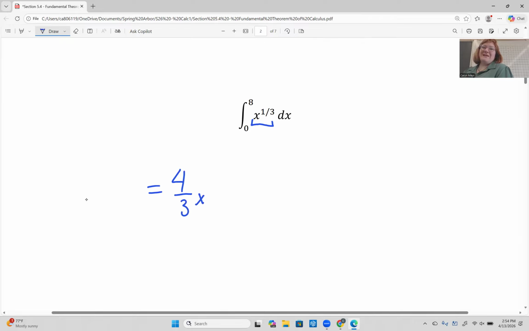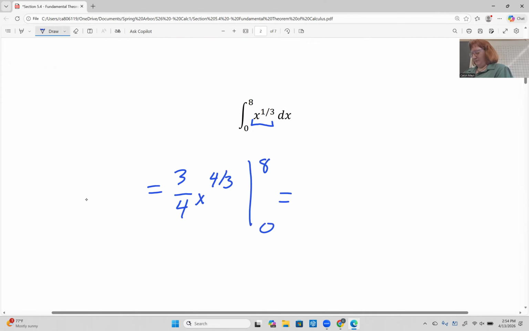Okay, yeah, you corrected yourself. 3/4 x to the 4/3. Because again, add 1 and then divide. So when it's a fraction, the fraction gets flipped. So 1/3 plus 1 is 4/3. This fraction gets flipped to be 3/4 x to the 4/3. We evaluate that from 0 to 8.